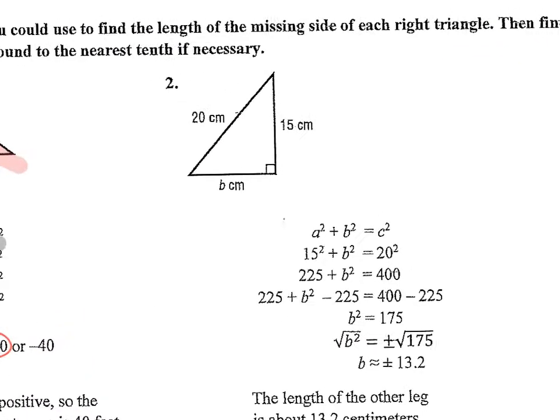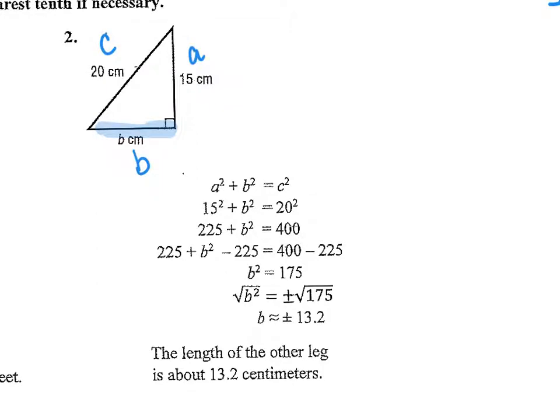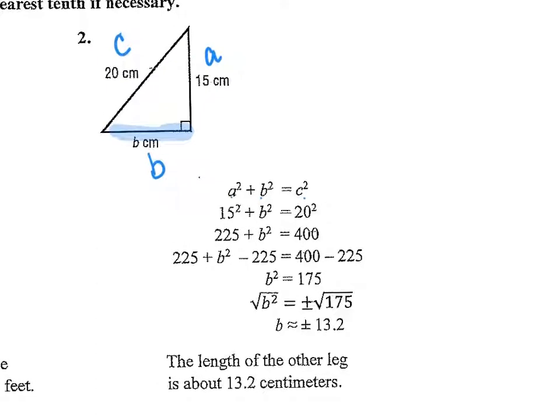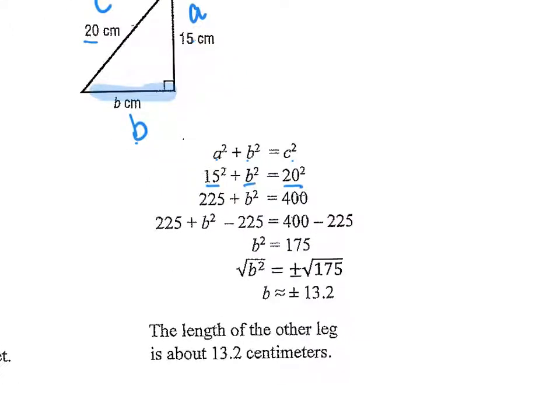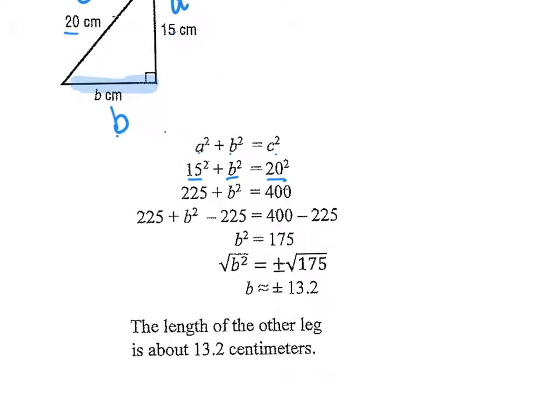Same thing on number 2. We've got A, B, and C. So it looks like we're missing one of the legs. We're missing B. So plug all that in. Write your formula down. A squared plus b squared equals c squared. And plug in the numbers that you know. So 15 squared for A plus b squared, we don't know, equals 20 squared. Then solve. 225 plus b squared equals 400.